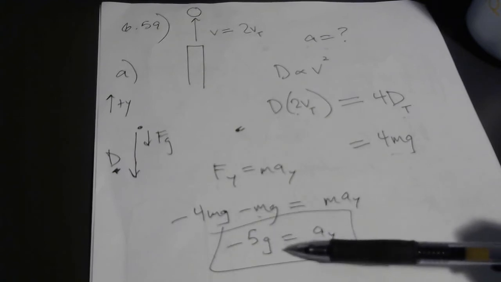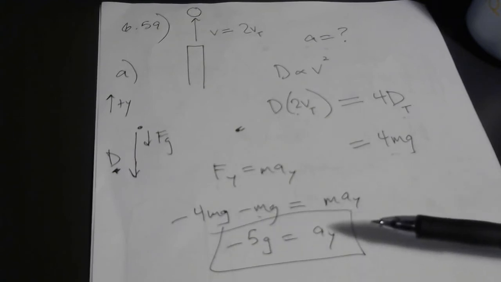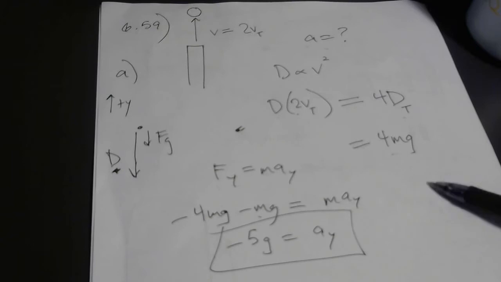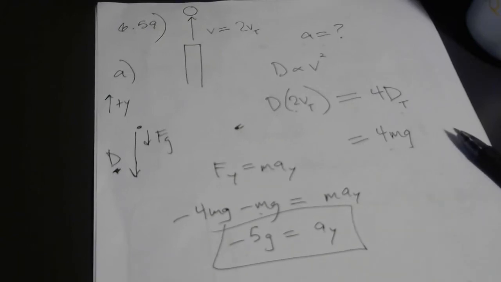-4, -1, we've got -5 g's. So it really didn't take much work to get to the answer. This thing will be slowing down at a rate 5 times as great as if there were no atmosphere.